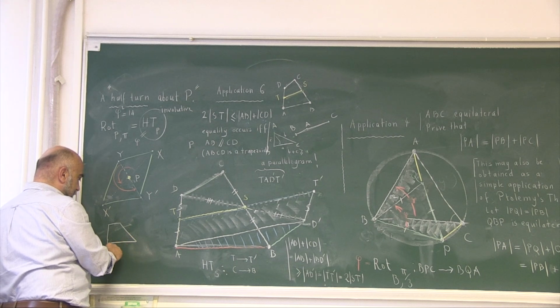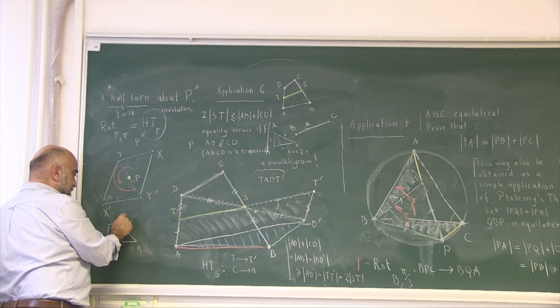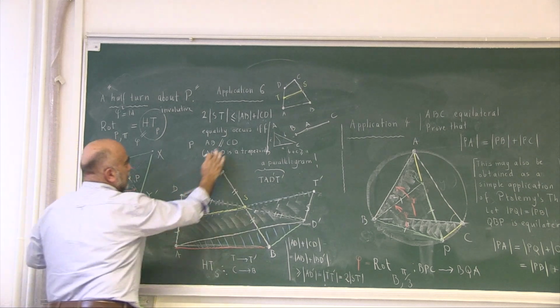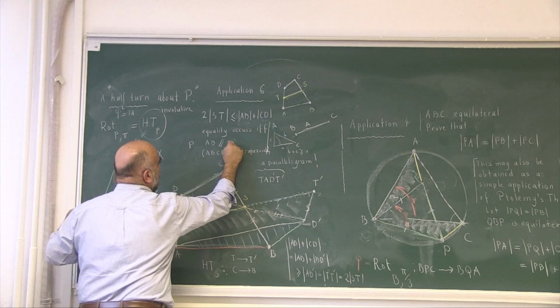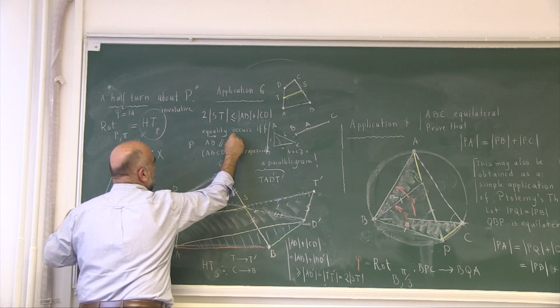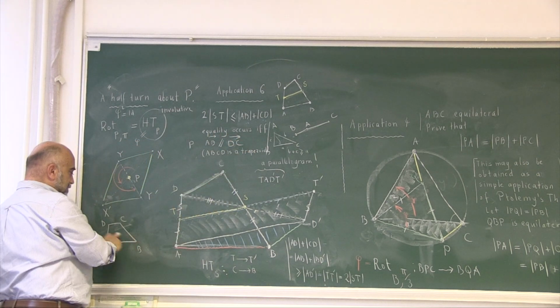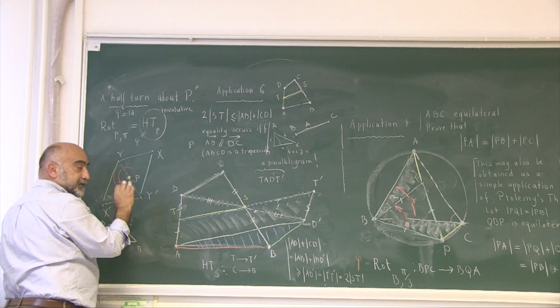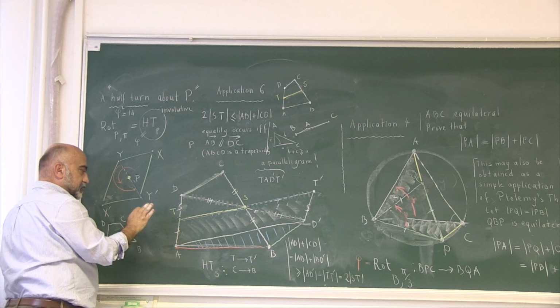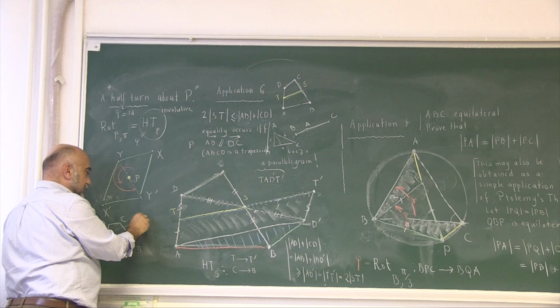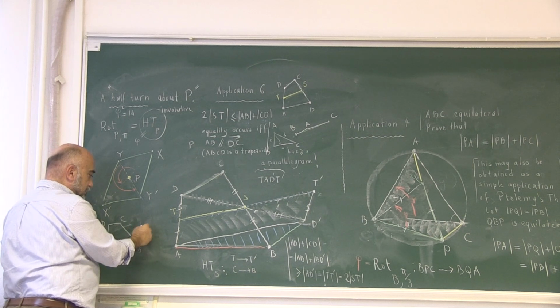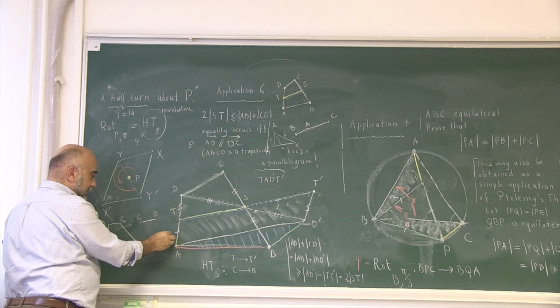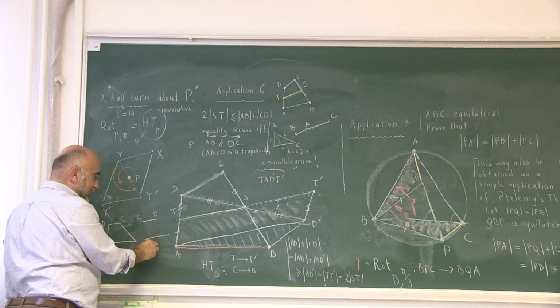Okay, so AB must point in the same direction as DC. So let's do it like this. AB must point in the same direction. What you must preclude, you must say, well, that can't happen. It should be this. You should not have something like this. That's CD and AB. That should not happen.